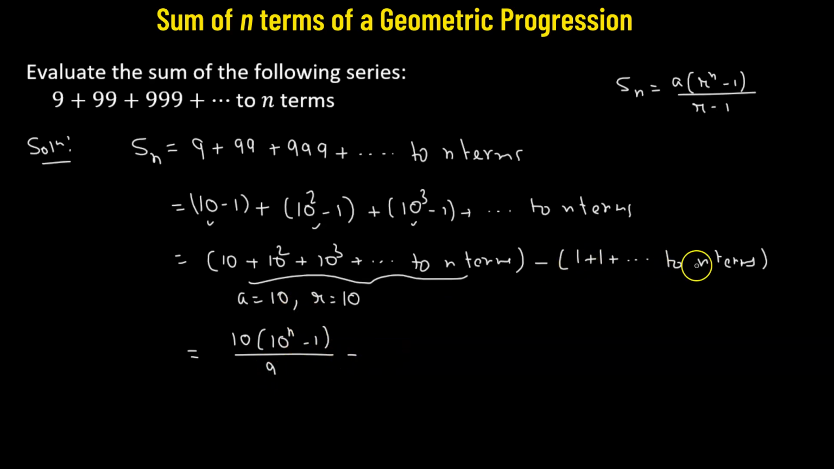Minus 1 is added to itself n number of times. So that's 1 times n, which means we have the value n. So this is going to be the sum to n terms of the given series.